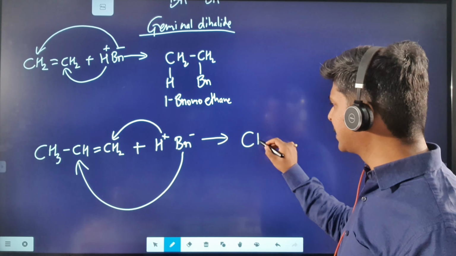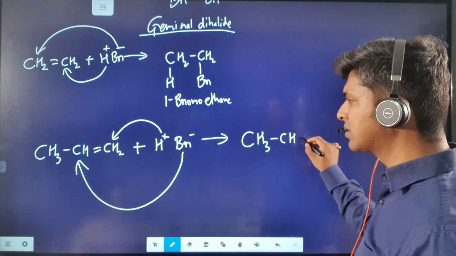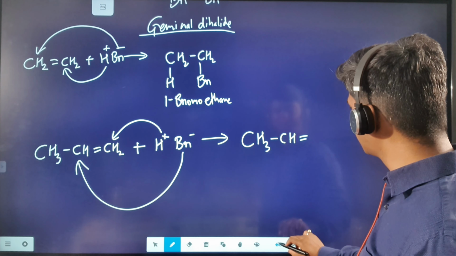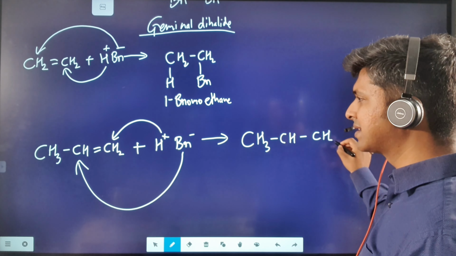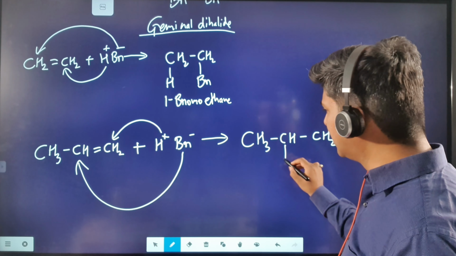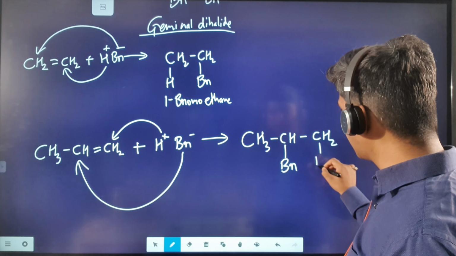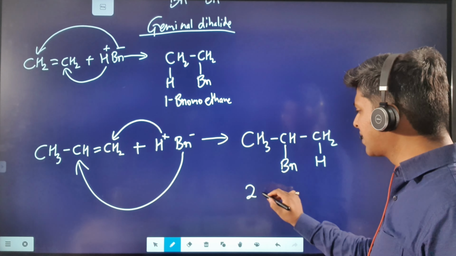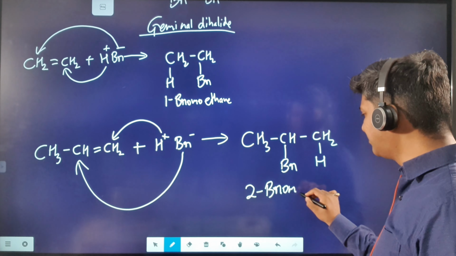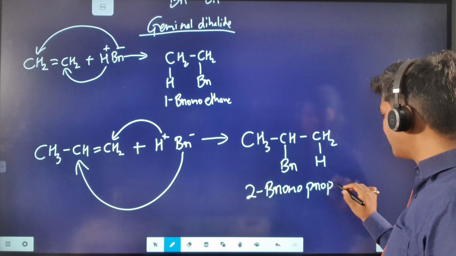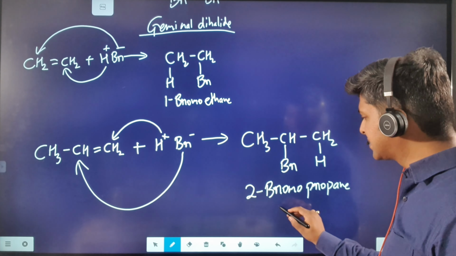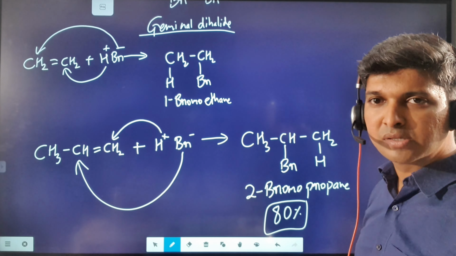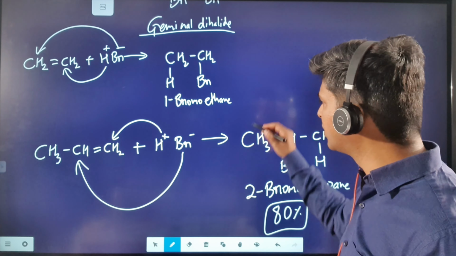So here we'll be getting CH3 single bond CH, sorry, not double bond, this time we'll get single bond CH2. I'm just copy pasting, and here you're going to get attached the Br, and that's the negative part, and here the positive part, that is the hydrogen. So this becomes 2-bromopropane, which is 80% of the product. This is according to Markovnikov's rule. What is this rule called? It's called Markovnikov's rule.